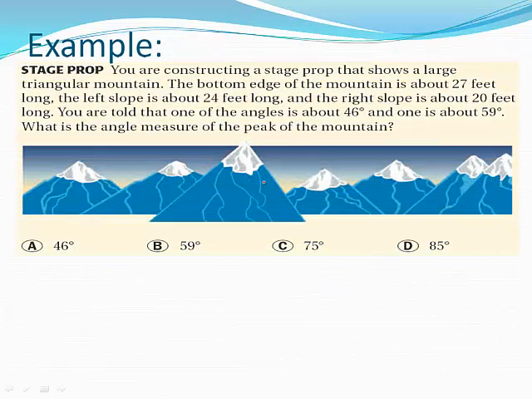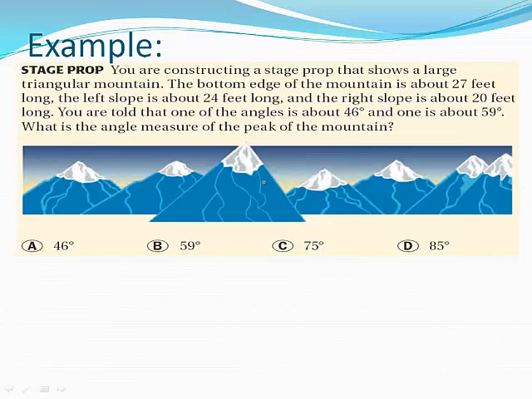Another example. This is a real-world example. You are constructing a stage prop that shows a large triangular mountain. The bottom edge of the mountain is 27 feet long. The left slope is about 24 feet long, and the right slope is about 20 feet long. You are told that one of the angles is about 46 degrees, another is about 59 degrees. What is the angle measure of the peak of the mountain?